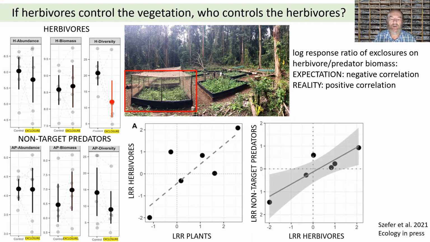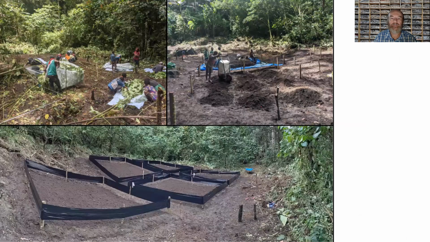In fact, the effect of our treatments, our exclusion of predators on plants and herbivores was positively correlated, which was opposite to our expectations. If herbivores are enemies of plants, then what is good for herbivores should be bad for plants, and vice versa. The same goes for herbivores versus non-target predators. But in fact, it looks like the resources, the bottom-up effects are dominant in the system as far as predators and their effect on herbivores are concerned.